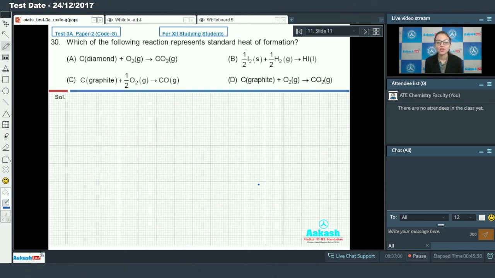Next, question number 30. Which of the following reaction represent standard heat of formation? First, what is standard heat of formation? It is the energy released when 1 mole of product is formed from its constituent element in most stable state. First is carbon diamond plus O2 gaseous converting into carbon dioxide. Carbon's most stable state is graphite. So this is not the standard heat of formation. Second, half I2 solid plus half H2 gaseous converting into HI. This is correct representation of standard heat of formation.